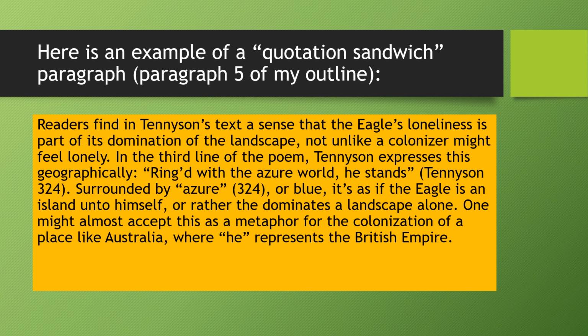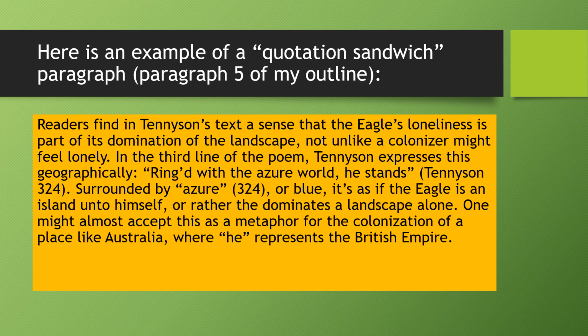Readers find in Tennyson's text a sense that the eagle's loneliness is part of its domination of the landscape, not unlike a colonizer might feel lonely. In the third line of the poem, Tennyson expresses this geographically. And then I have a colon, and you can see I start quoting. I've explained where this comes from. "Ringed with the azure world he stands." And then I'm imagining a page number, Tennyson 324.